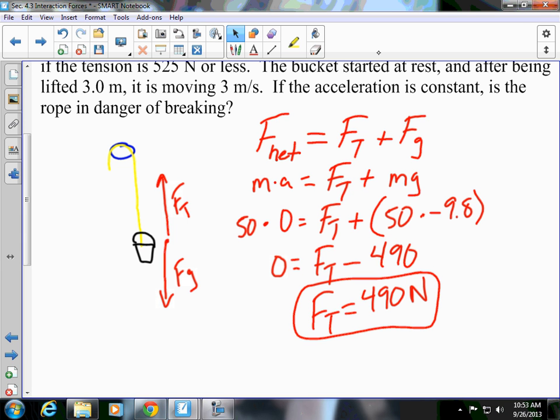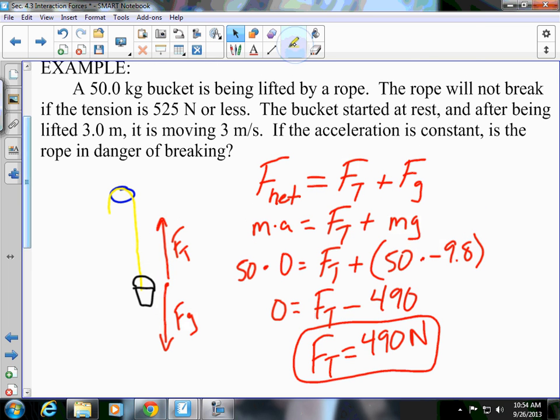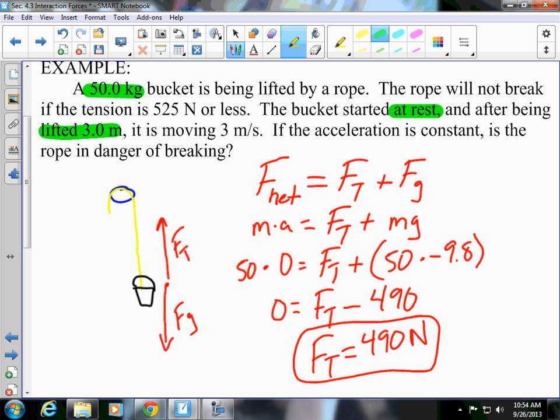We can take the equations that we used in Chapter 2 and Chapter 3, and we might have to apply them to equations that we now have in Chapter 4. And that's kind of how everything's going to start to work for the rest of the year. So if we highlight everything, we have a 50 kilogram bucket. The bucket started at rest. That's our initial velocity. After being lifted 3 meters, that's our distance, it's moving at 3 meters per second, our final velocity. Acceleration is constant, and that is what we're going to have to solve for, is acceleration.